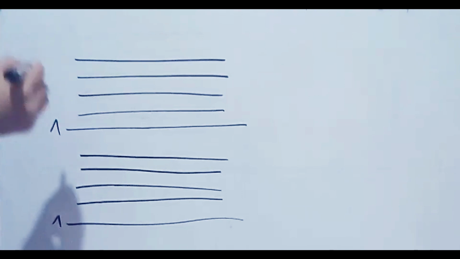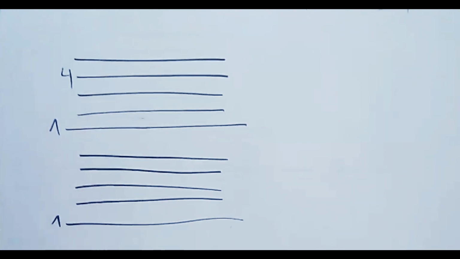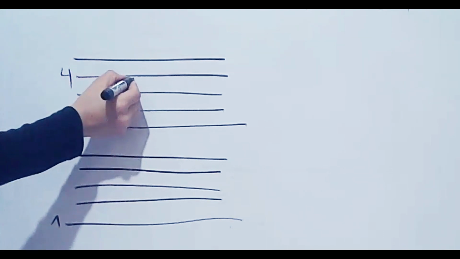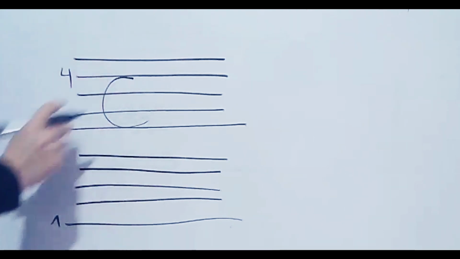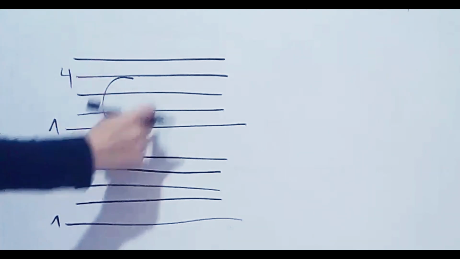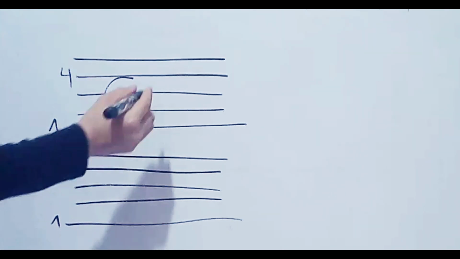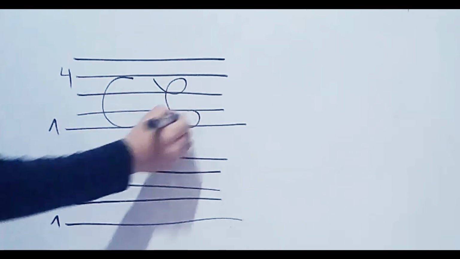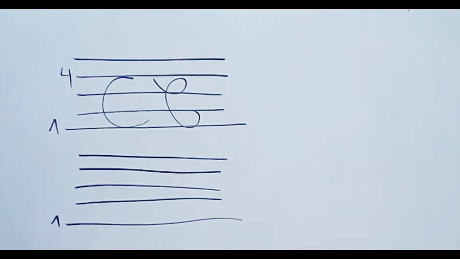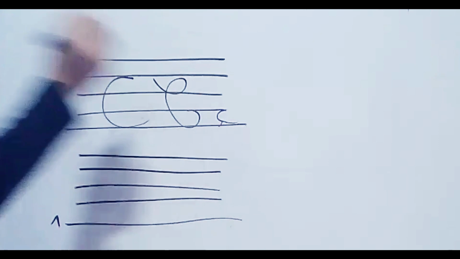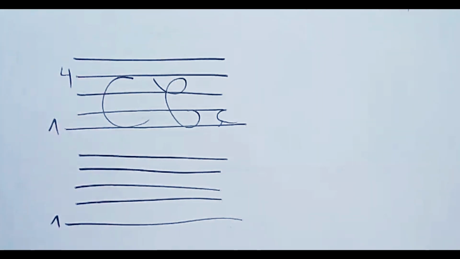Capital letter C. This is the fourth line because we are going to start from the fourth line, like this, to the first one. This is capital letter C. You could write it another way, which is like this. This is also capital letter C. Let's write the small letter C. It's like this, and it's easy.